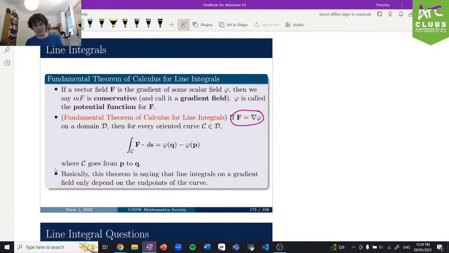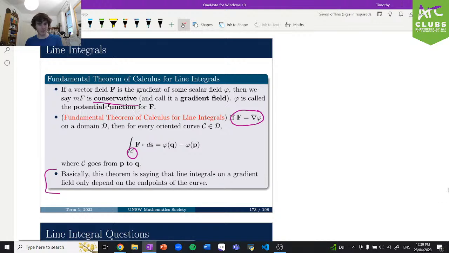Another really quick thing that I didn't explicitly say is that one of the really cool things we notice here is that this integral doesn't actually depend on what the curve is that we're taking. It doesn't really care about what C is. All it really cares about is what our endpoints are.